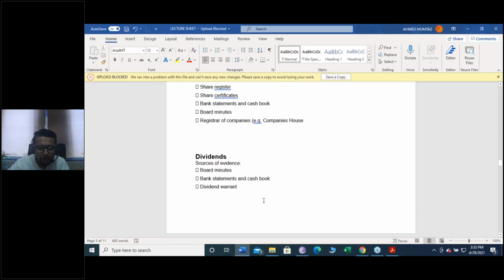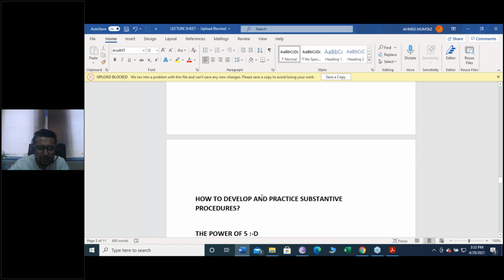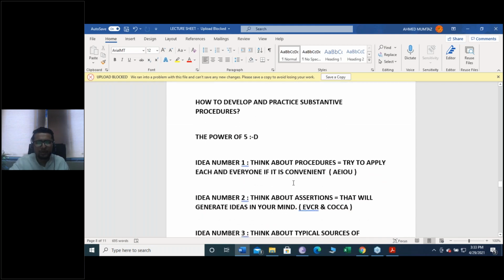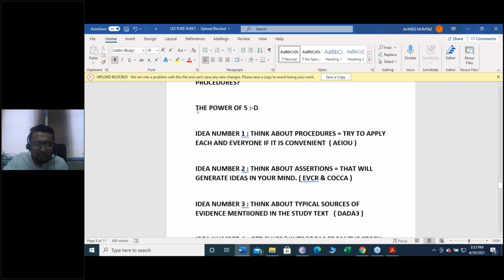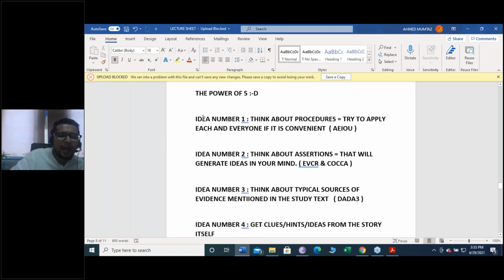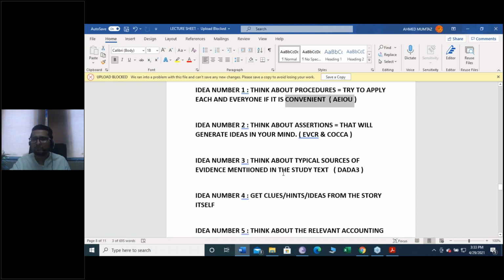Okay, before we move on to the question, this is a summary. Please concentrate. How to develop substantive procedures? There are 5 possible ideas according to me. The power of 5. Idea number 1, think about AEIOU, and that will help you in developing the substantive procedures.